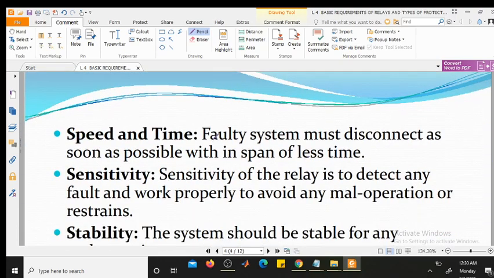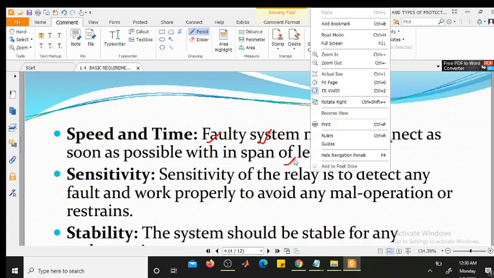Speed and time. If there is a fault in the system and it is not disconnected, what will happen? The total power system, all the equipment in it, will get damaged. So whenever a fault occurs and the relay senses it, it should disconnect with faster speed and in less time. So the speed of operation of the relay should be high.